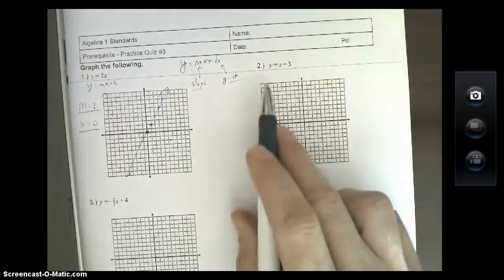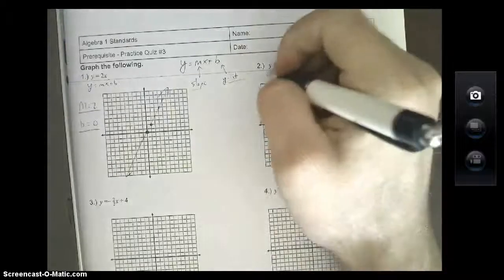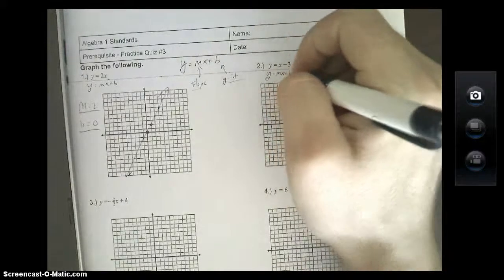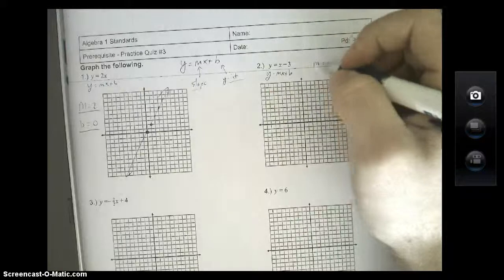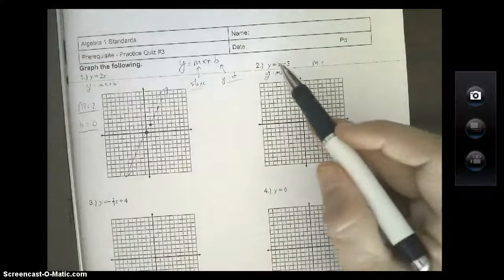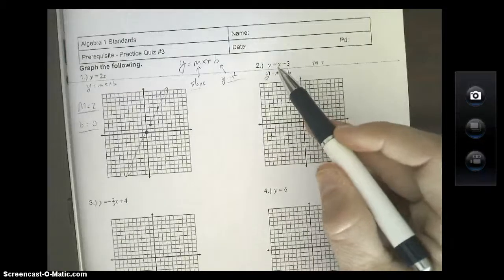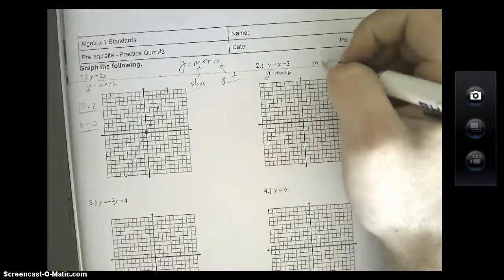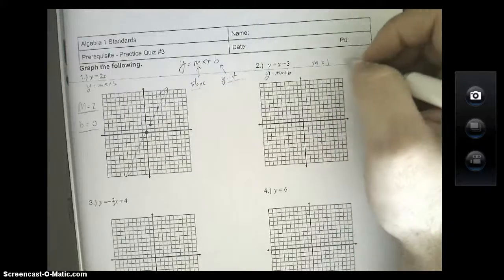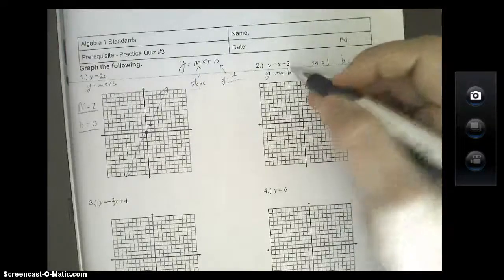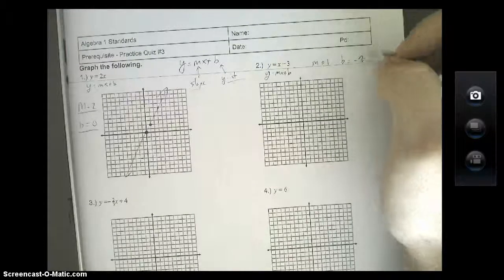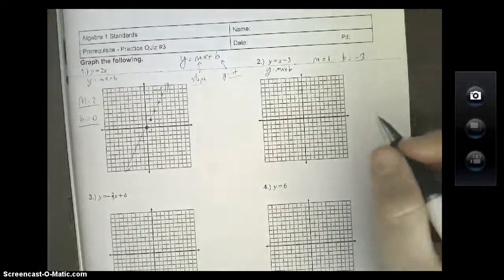Well, y equals x minus 3. Let's take a look at number 2. mx plus b. If it helps, write that equation out. Don't panic if you don't see anything out in front of x. If there's an x there, you can assume that m is 1. And then for b, whatever's tacked on the end, in this case, it's negative 3. Be careful with signs. Signs matter greatly.